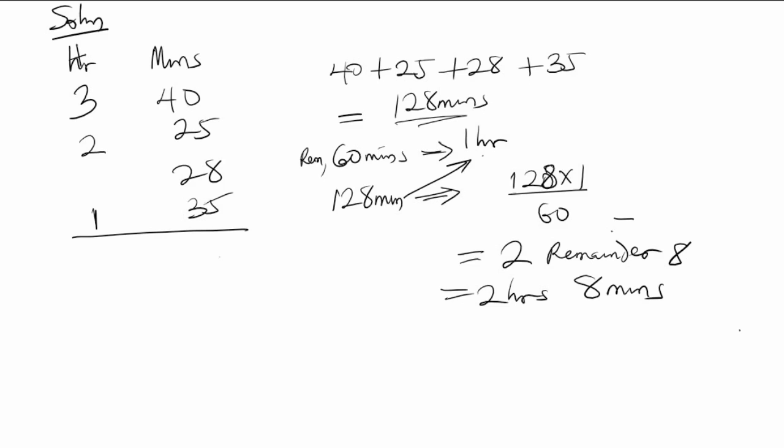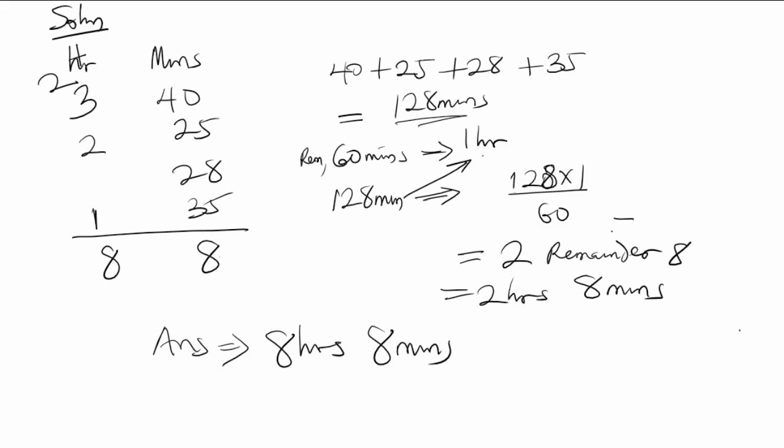So once we have simplified it like this, we take 8 and put it in the minutes column. We transfer 2 to the hours column. Then you add up 2 plus 3 plus 2 plus 1 becomes 8. So our answer is 8 hours 8 minutes.